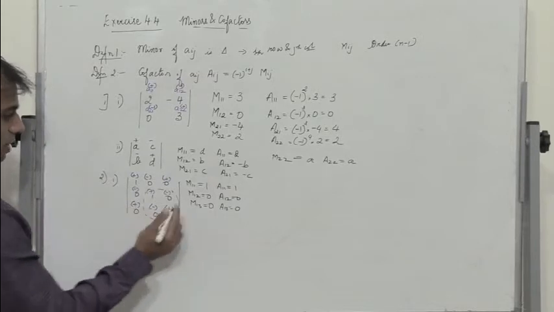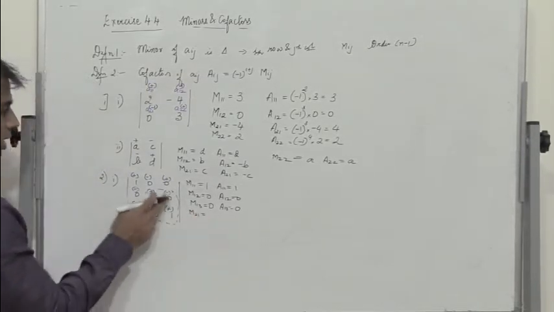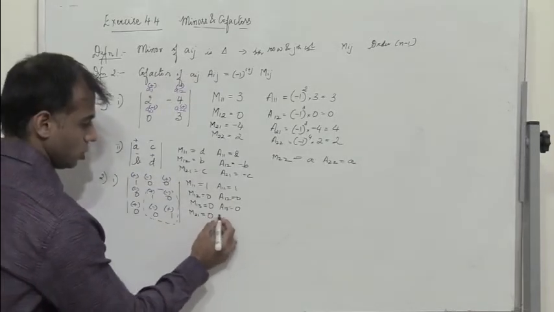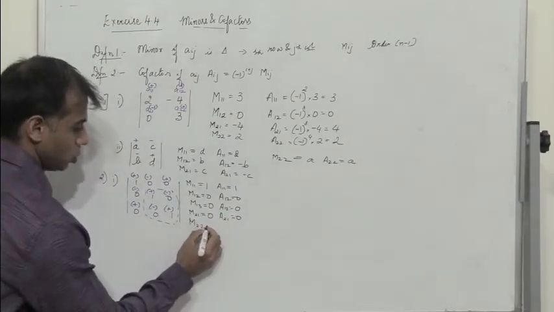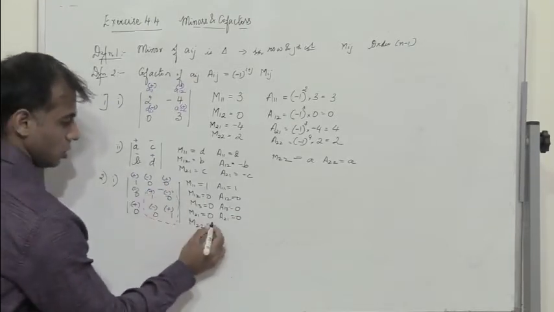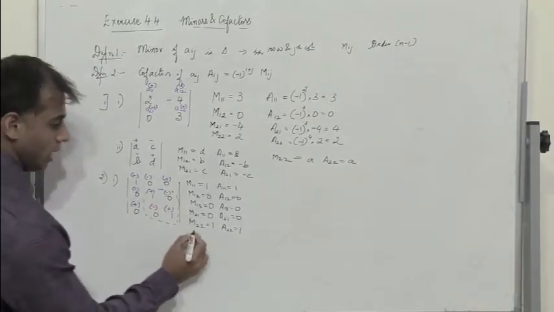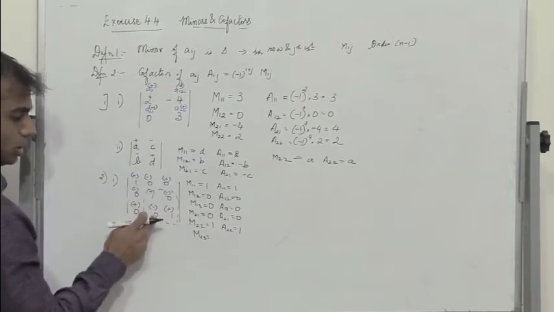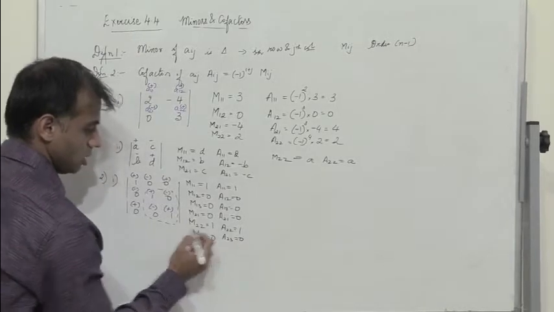So next we have M21, the second row and the first column. So I have 0 into 1 minus 0 into 0 is 0. So again A21 is 0. Next, M22, leaving the second row and the second column, 1 into 1 minus 0 is 1. So A22 is 1 itself because I have a plus sign here. Next, M23, the second row and the third column, 1 into 0 is 0, minus 0 is 0. So A23 is again 0.